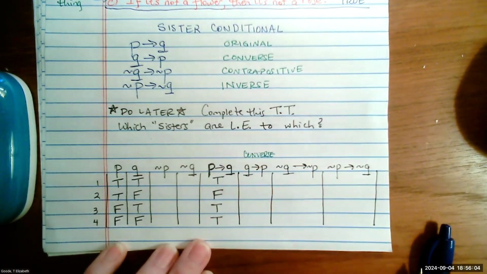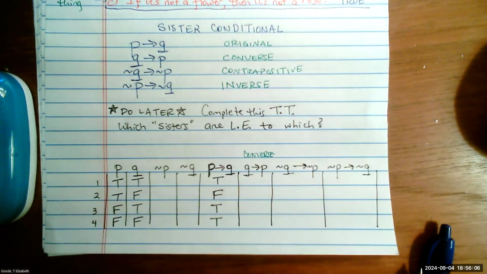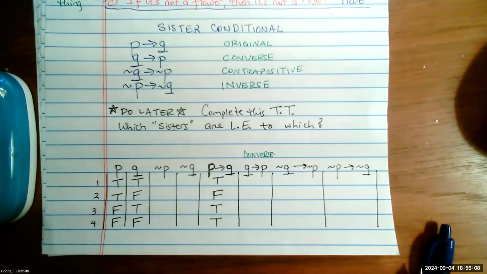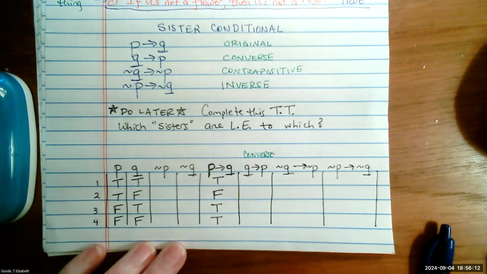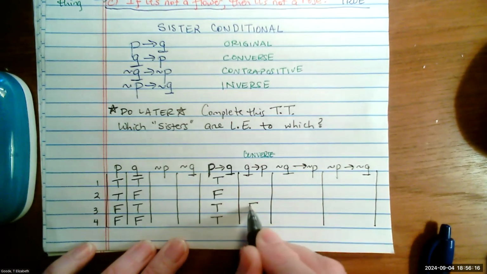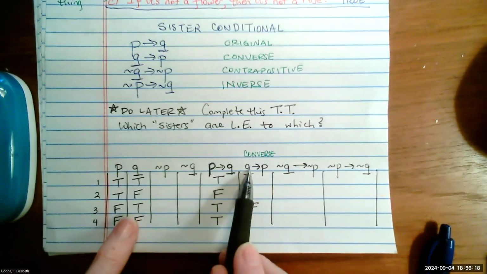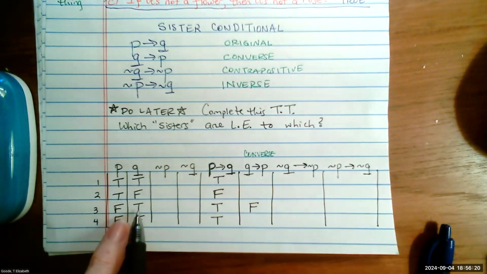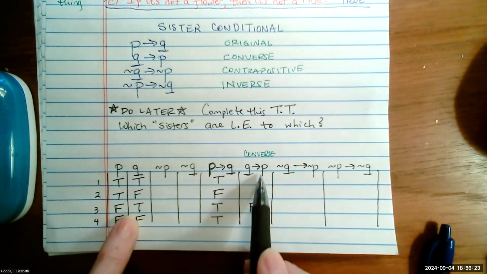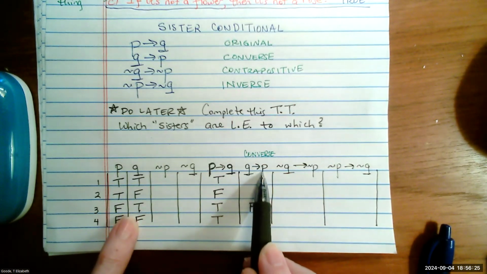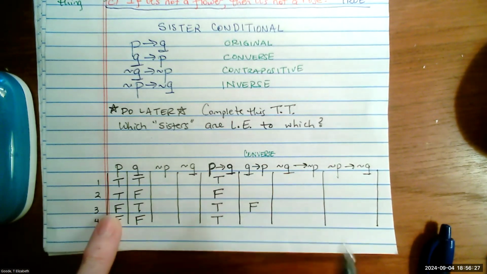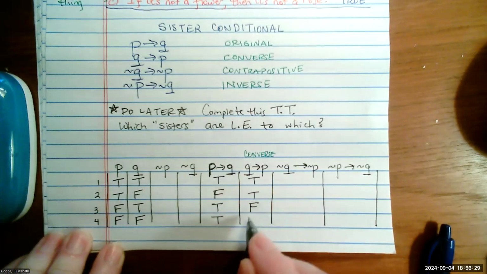In which row should we put the false for the converse? Anybody? 3. Third one. That's right, because that's the row where the hypothesis, which is now Q, is true, and the conclusion, which is now P, is false. And it's true everywhere else.